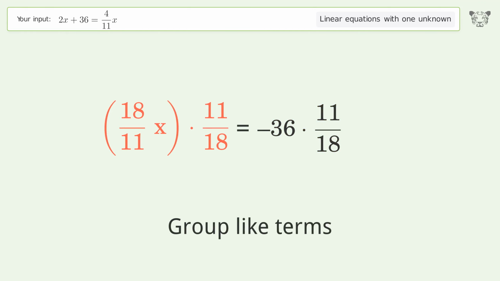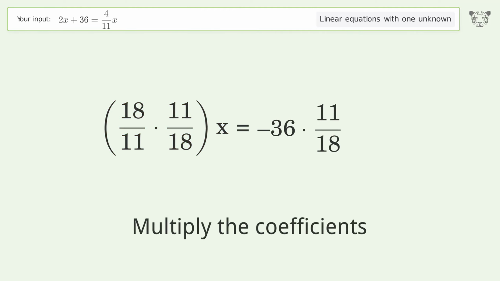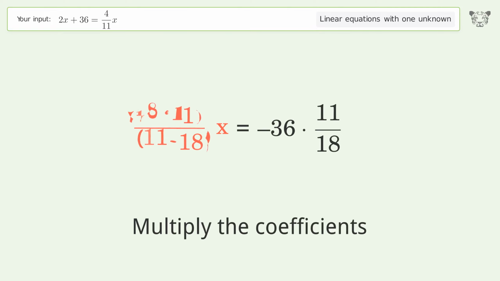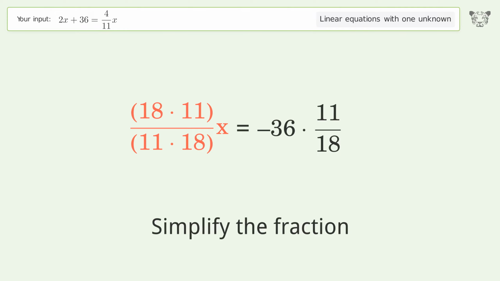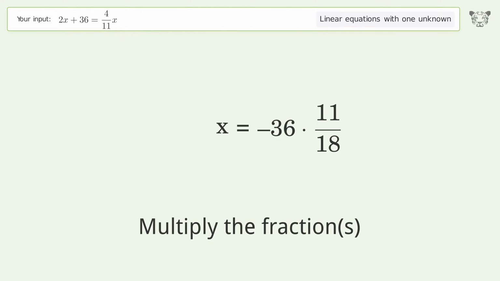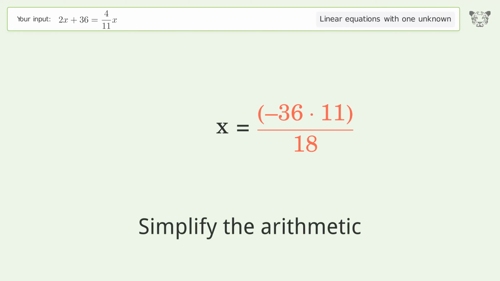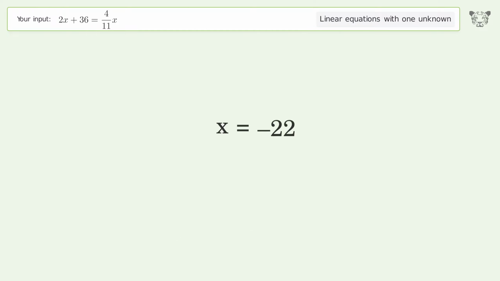Group like terms. Multiply the coefficients. Simplify the fraction. Multiply the fractions. Simplify the arithmetic. And so the final result is x equals -22.